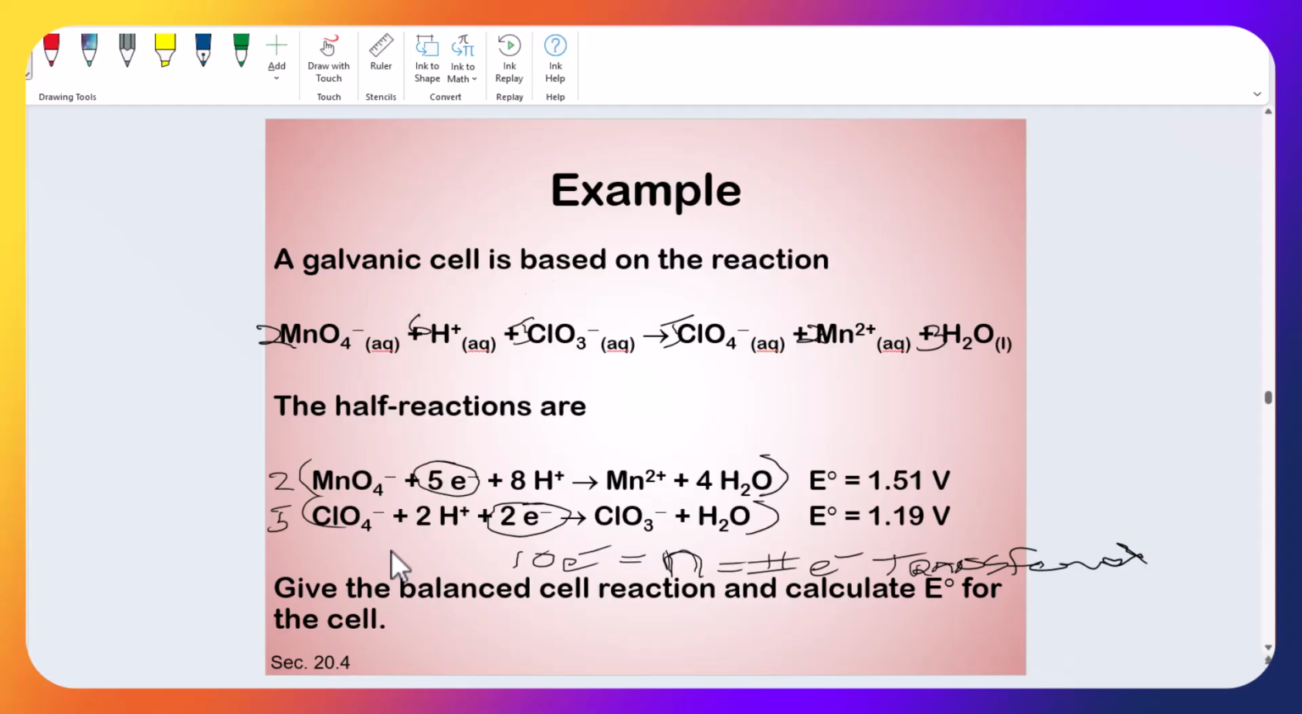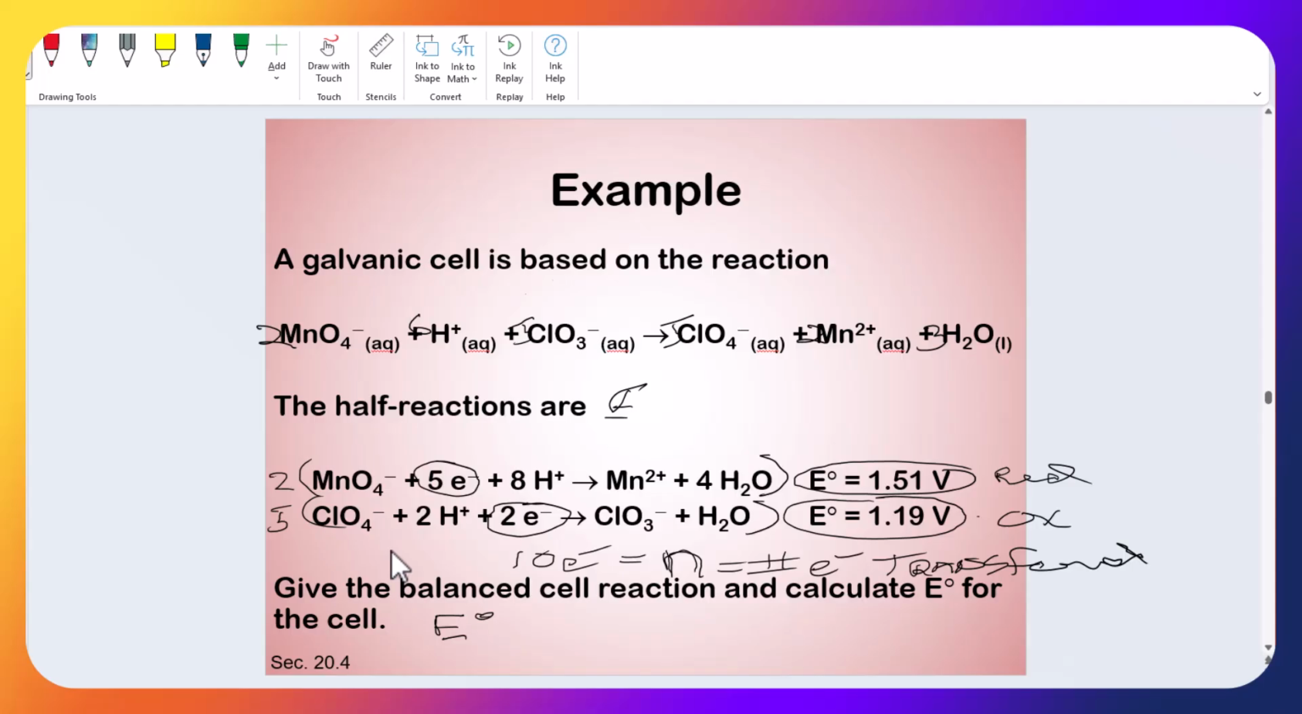However, let's get down to calculating the cell potential. Now, we know, looking at this reaction, that chlorate is going to be oxidized to perchlorate. And let's see if that fits. So it does. You can see that the highest reduction potential is going to be with the permanganate ion. And so this will be the reduction side of the reaction. And the lowest standard reduction potential is the 1.19. So we're going to reverse the sign and make that the oxidation half reaction.